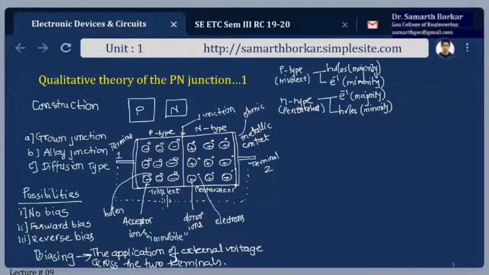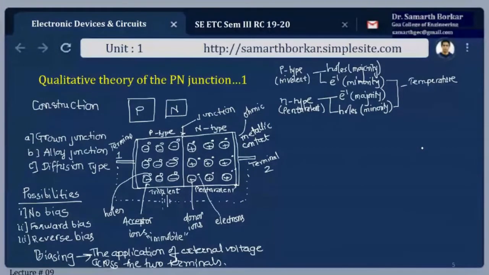Now the majority charge carriers depend upon the impurity, whereas the minority charge carriers depend on temperature. For example, in the case of an intrinsic semiconductor, the electrons gain thermal energy and break the covalent bond. Here the breaking of the covalent bond is not on account of external voltage. So the minority charge carriers are purely due to the temperature.